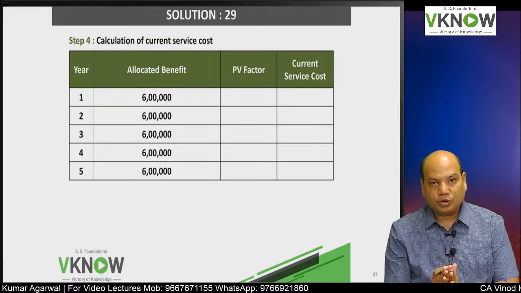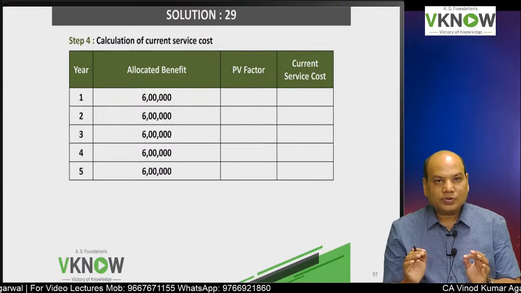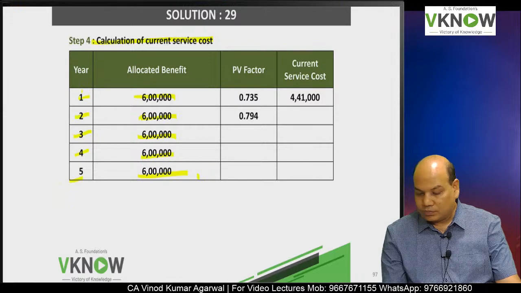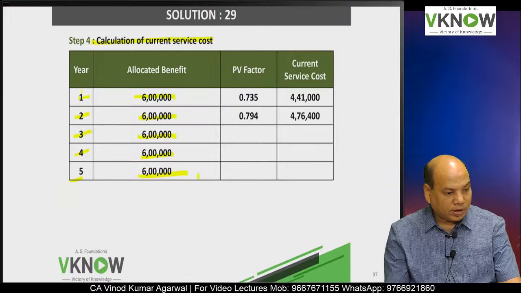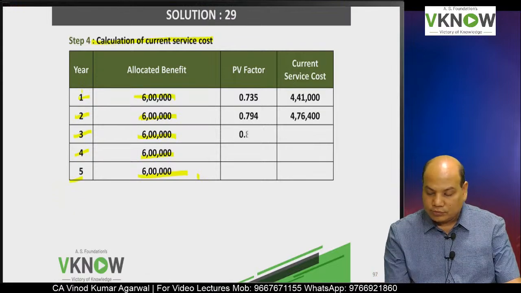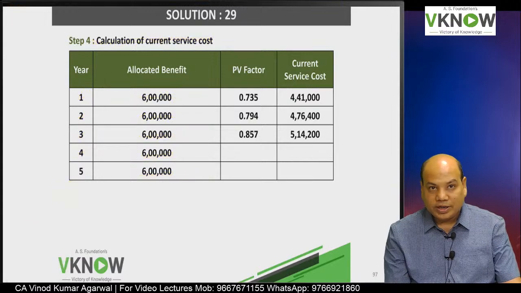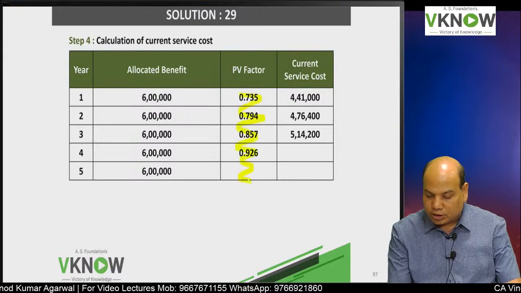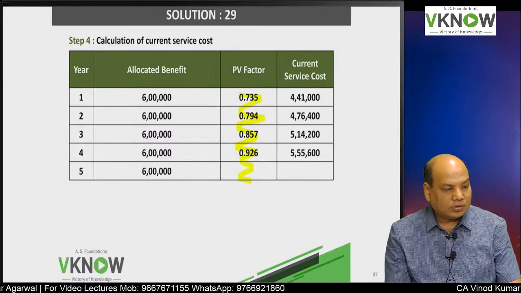Now we are going to compute the current service cost. Each year of service rendered, 4,41,000. Again try. 0.794 is given. Don't apply your own factor now. The institute is helping you. 4,76,400. Then 0.857. Factors are given in the booklet. Please copy the factors from there.